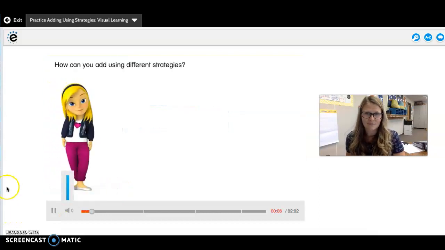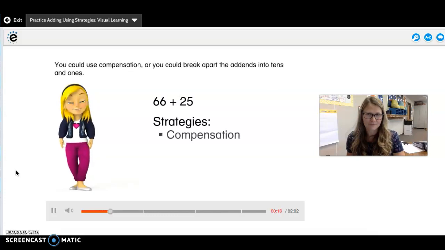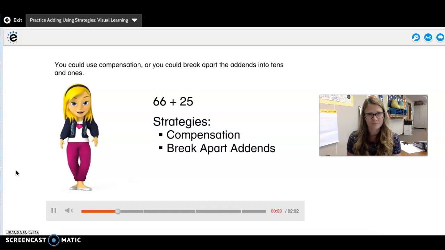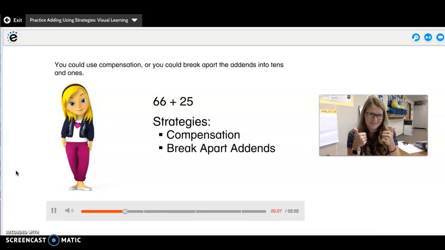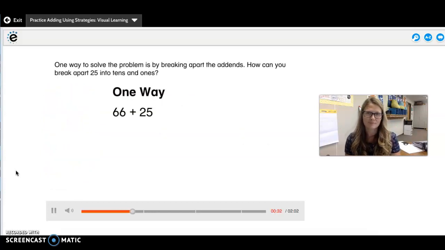How can you add using different strategies? What are some strategies you could use to find 66 plus 25? You could use compensation, or you could break apart the addends into tens and ones. Let's try both ways. One way to solve the problem is by breaking apart the addends. How can you break apart 25 into tens and ones?